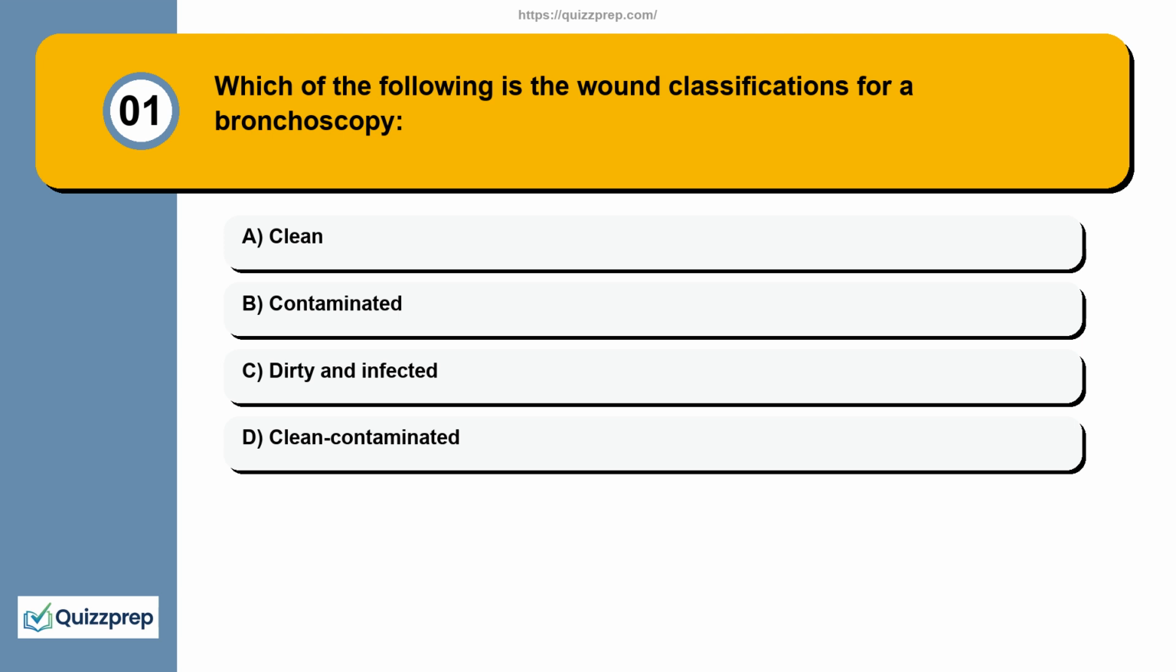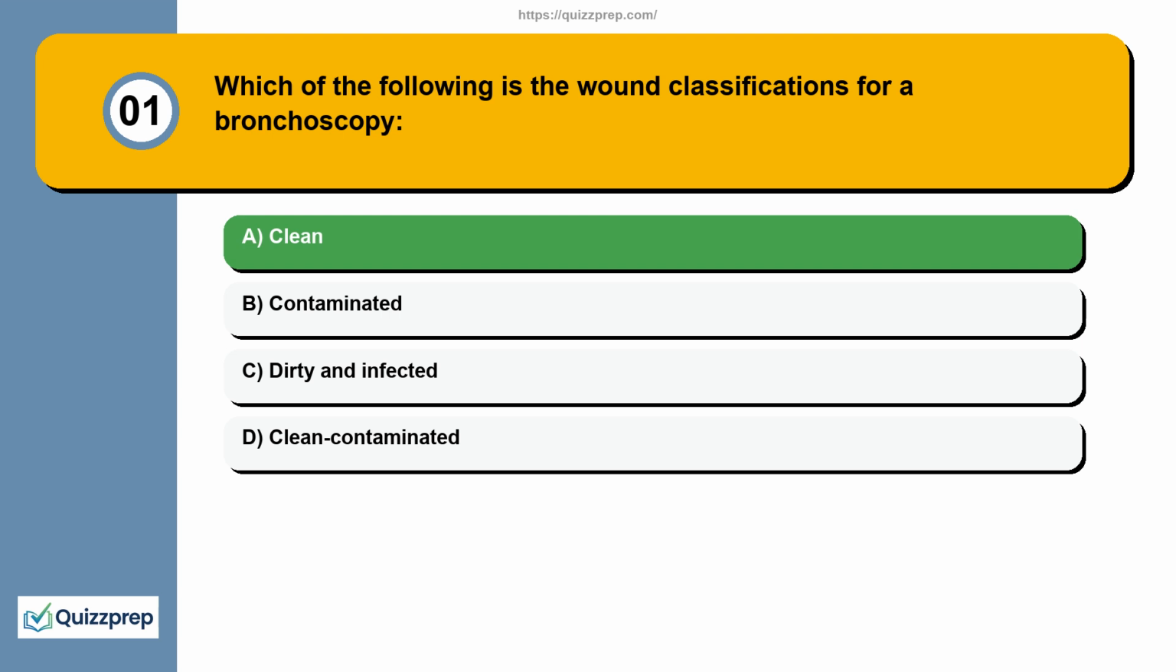Question 1. Which of the following is the wound classification for a bronchoscopy? Option A, clean. Option B, contaminated. Option C, dirty and infected. Option D, clean contaminated. The correct answer is option A, clean.